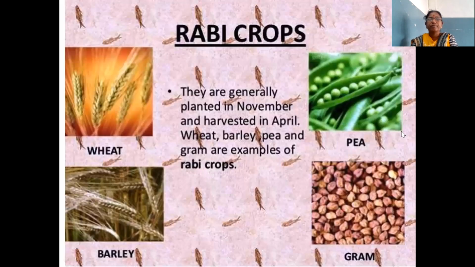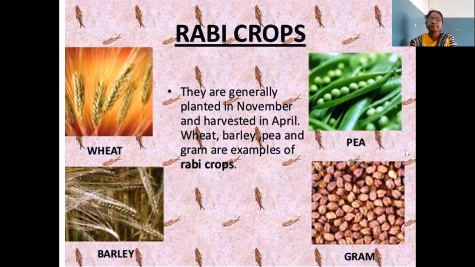The crop seasons can be classified into three: Rabi, Kharif, and Zaid. So let us see about the Rabi crop. They are generally planted from November and harvested in April. The crops which are cultivated in the Rabi season are wheat, barley, pea, and gram.